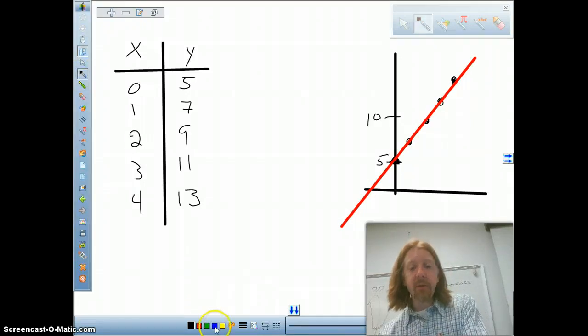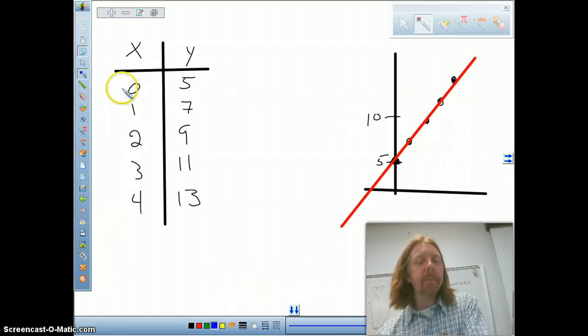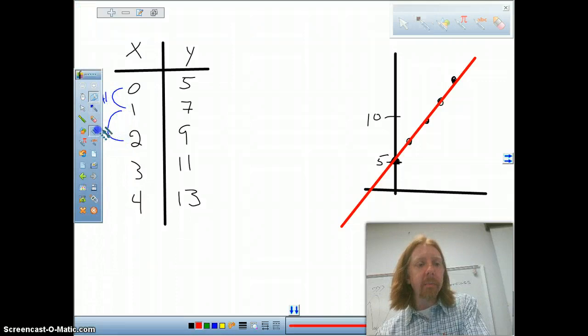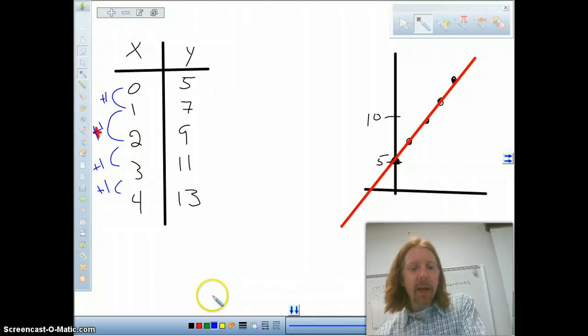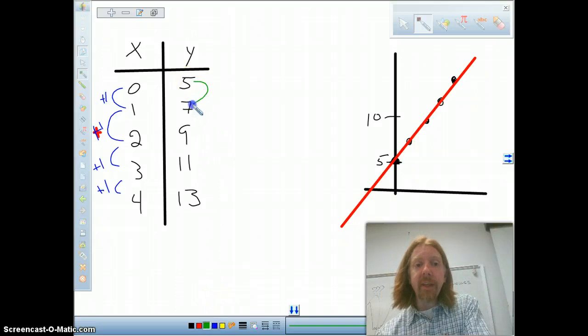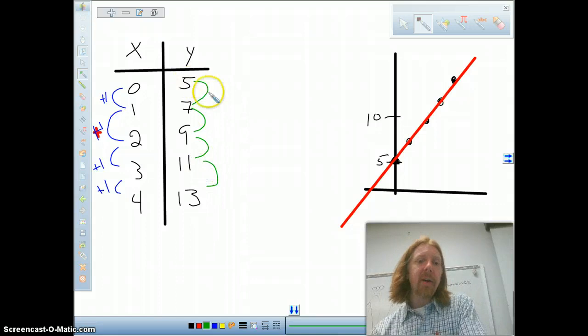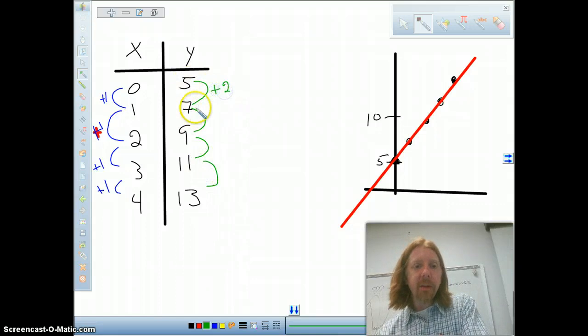Now, there's another way we can check this without having to graph. What I'm going to do is I'm going to look to make sure that each of these is increasing by just 1. If it's increasing by other numbers, I can't use this method. So when I look, I can see +1. So each of these is going up by an even increment of +1. So now I can come over here and I can check these. Do they go up by even amounts? Well, 5 to 7 plus 2, 7 to 9 plus 2, 9 to 11 plus 2, 11 to 13 plus 2.